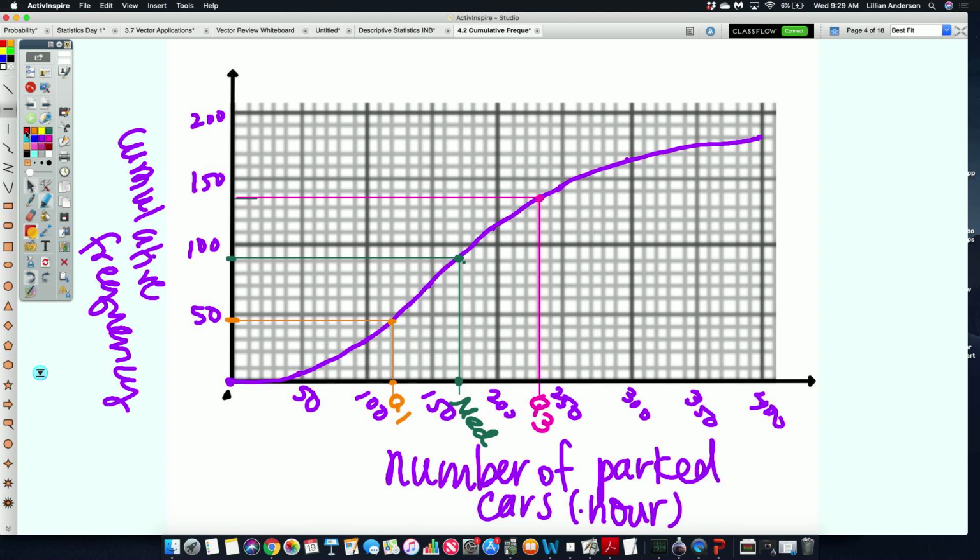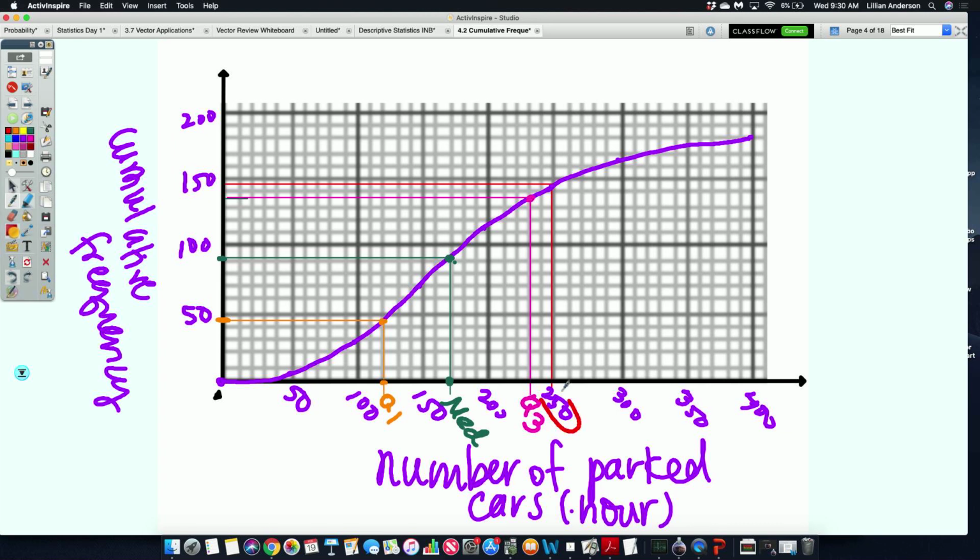144.8, so that's in between 140 and 150. I go over to see where it hits my curve. Again, I draw down a perpendicular line, a vertical line. And at that point, that would be my 80th percentile. So for me, it would be right at 250. So 250 marks the number of cars at that 80th percentile marking.